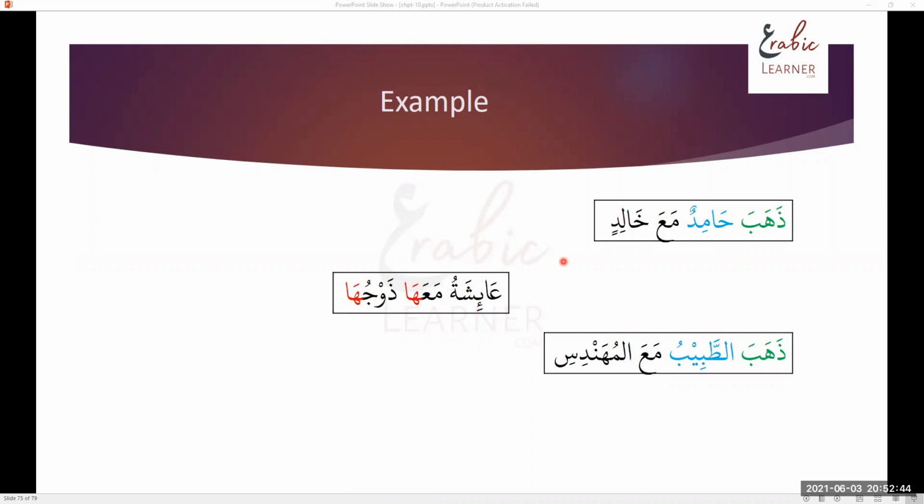Ma zawjuha. Look into that, Sister Juveria. Look deeply into the sentence. No, Sister Sufia. I know all these answers are correct, but you said Aisha is Mubtada. What is Khabar of Aisha?